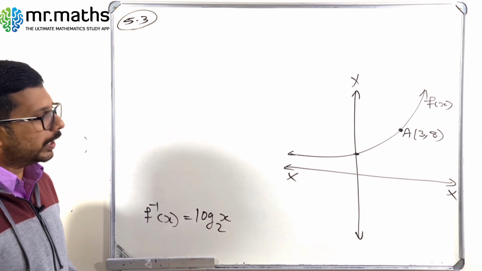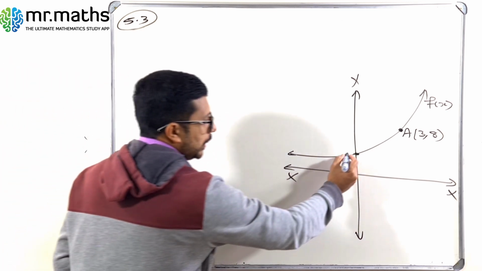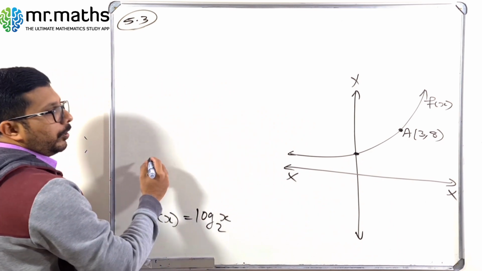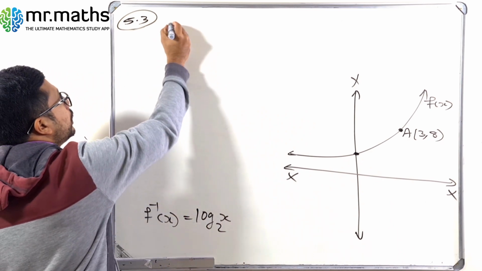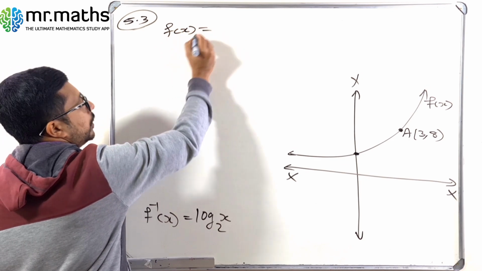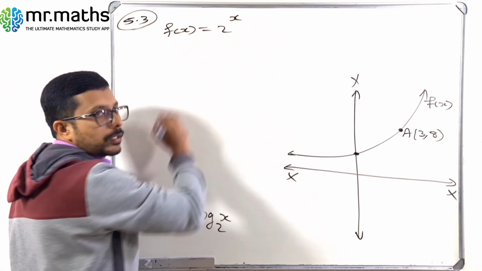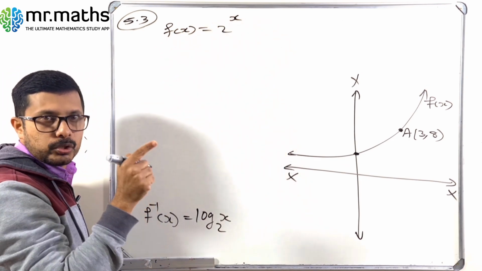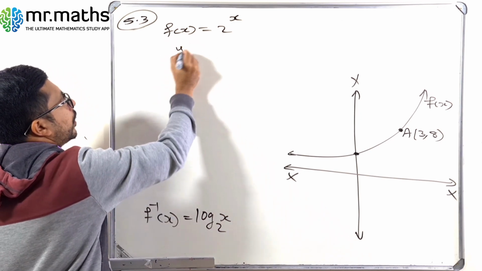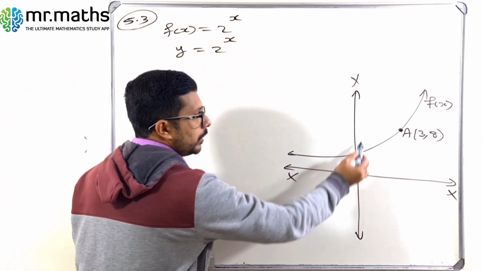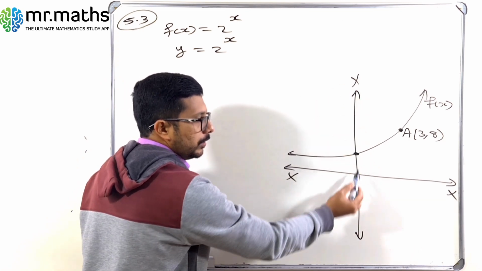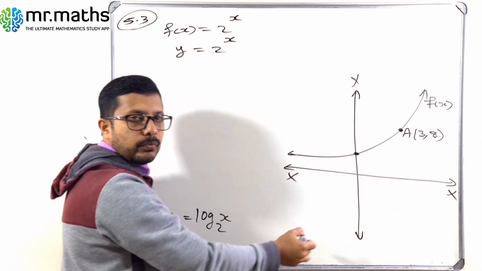Before that, let's try to find this point. What is the coordinate of that point? We know that it is (0, 1) for an exponential graph. Anyway, let's see what the actual f of x graph is. f of x is 2 raised to x, am I right? We got the value of b as 2. So this one is y is equal to 2 raised to x. Actually, this point is the y-intercept. This point is on the y-axis, so it is the y-intercept.